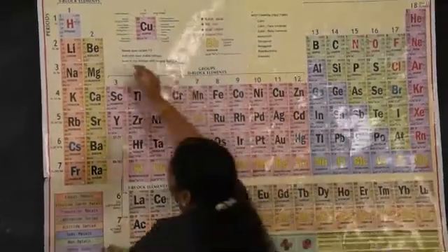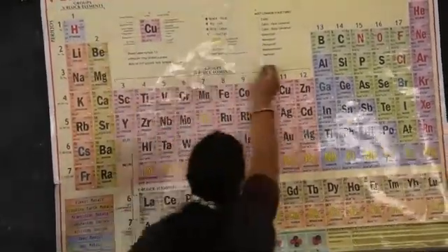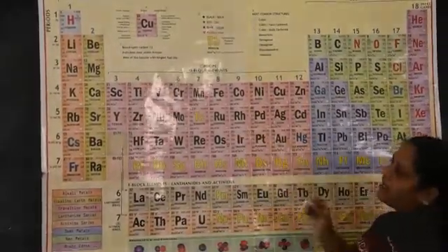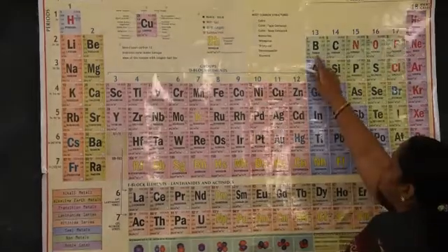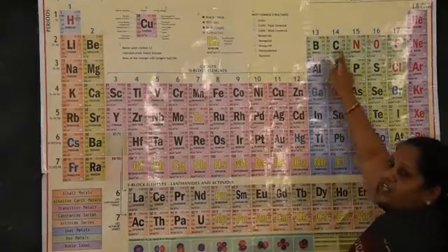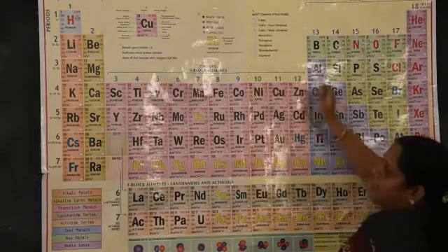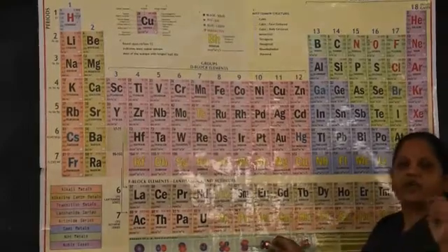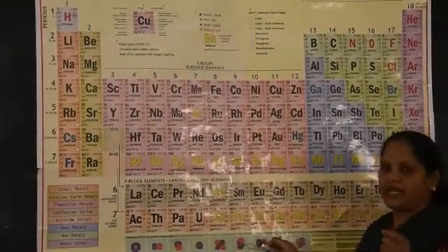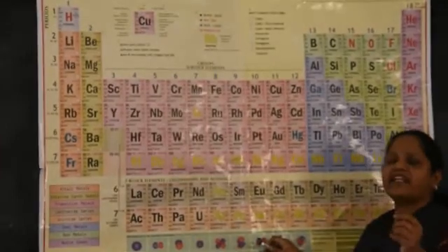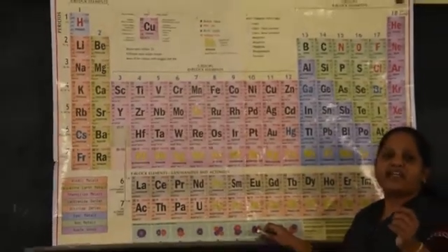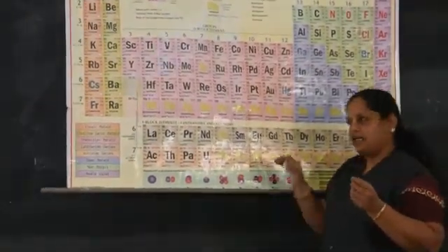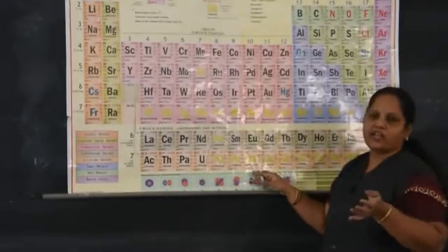So what is the atomic number of hydrogen? 1. Atomic number of helium is 2. Lithium 3, beryllium 4, boron 5. So the elements are arranged in the periodic table in increasing order of their atomic number. Already I said that there are totally 118 elements. Out of 118 elements, 94 are naturally occurring on earth. The remaining are synthesized in the laboratory or are radioactive elements.